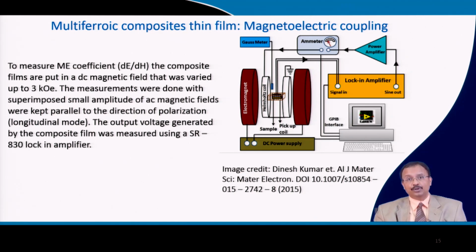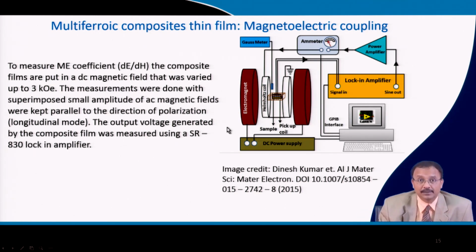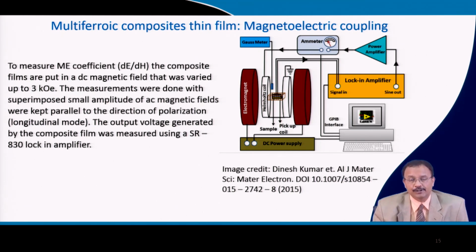So, you need to pole the composite the way I explained in my last lecture, applying a DC field to pole the film. Then the output voltage generated by the composite because of the action of the magnetic field is measured, usually by a lock-in amplifier. So, this is the whole measurement setup that is needed to measure the magnetoelectric coupling.